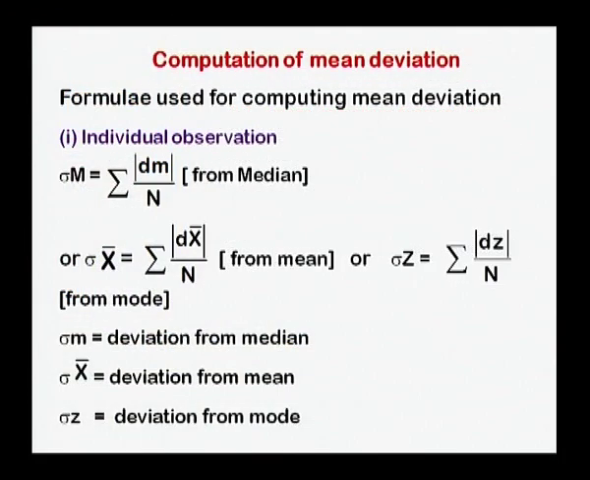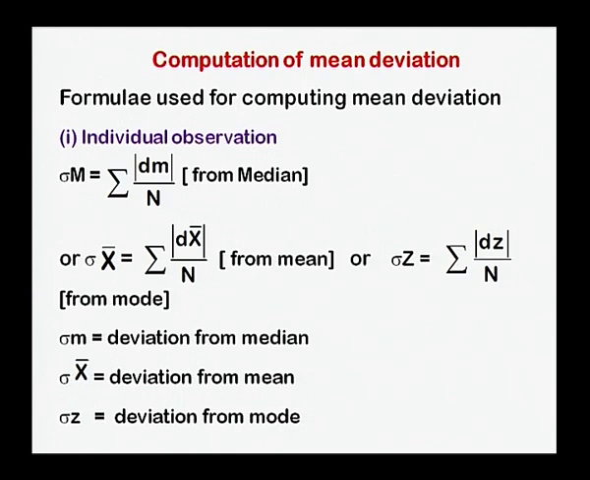Now, how to compute mean deviation? This formula is used for computing the mean deviation. In respect of individual observations, mean deviation is equal to summation of Δm divided by n. This formula is used only when we calculate mean deviation with the help of median.